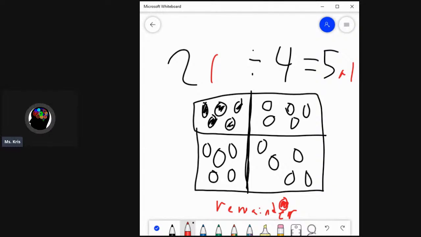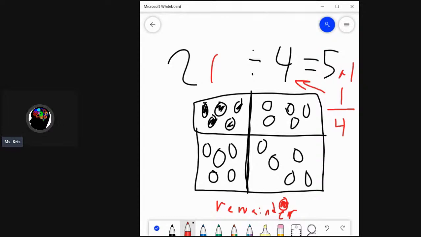So if you have a remainder of 1, or if you have a remainder at all, what you would do, if you want it in fraction form, is first take your remainder and make it your numerator. And then the number that you're dividing by, which is 4, becomes your denominator. And that's how you go from just writing remainder 1 to writing your remainder in fraction form. So now we have gone from remainder to fraction.